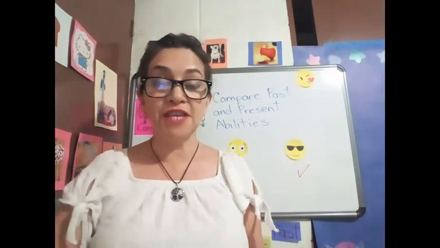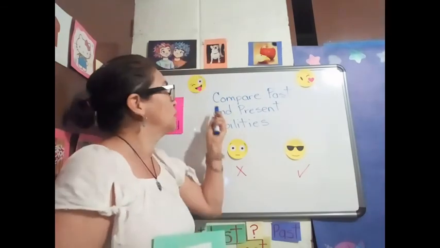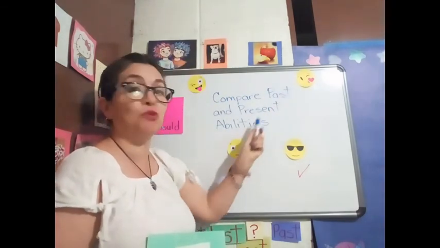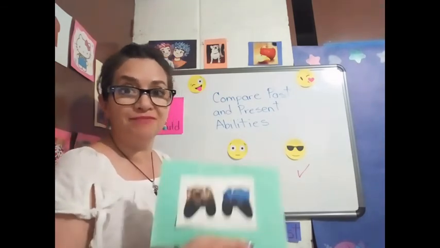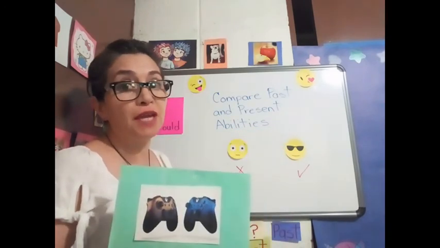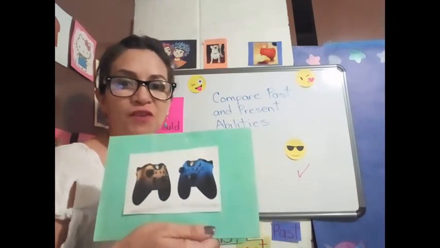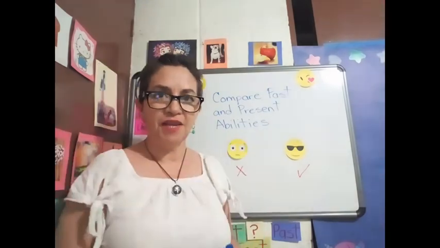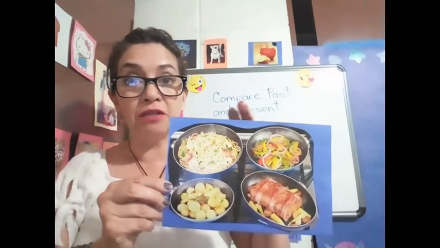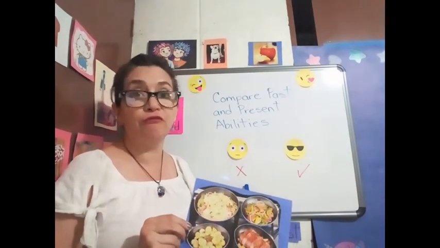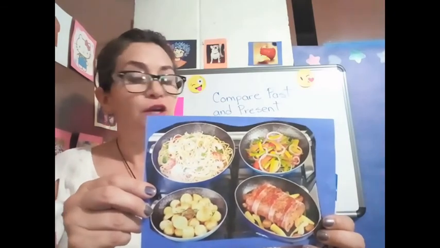We can also use these modal verbs can and could in comparative sentences like this. We can use them to compare past and present abilities. For example, when I was little, I couldn't play video games very well. But now that I have grown up, I can play video games very well. And this is another example. When my mom was a little girl, she could not cook very well. But now that she is grown up, she can cook deliciously.